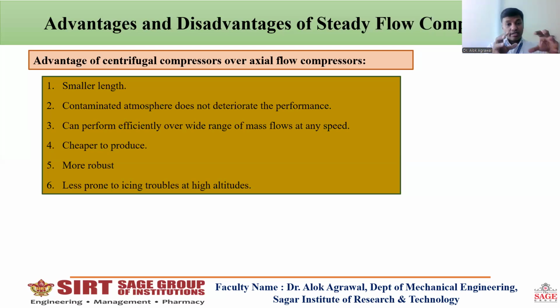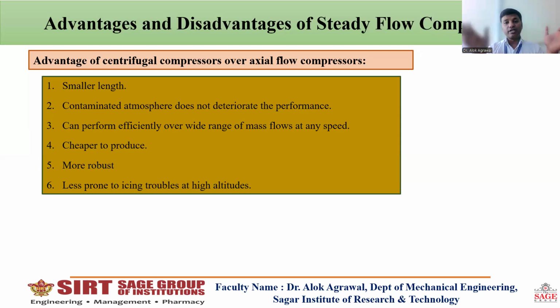Again, in a centrifugal compressor, if the atmospheric air is contaminated, with a lot of dust particles and other things, it will not deteriorate the performance of the centrifugal compressor. But in the case of an axial flow compressor, its performance will be reduced. That's why axial flow compressors are used in places where the chances of contaminated air are less, like in aircraft, where at a particular height, there are fewer chances of getting contaminated air.